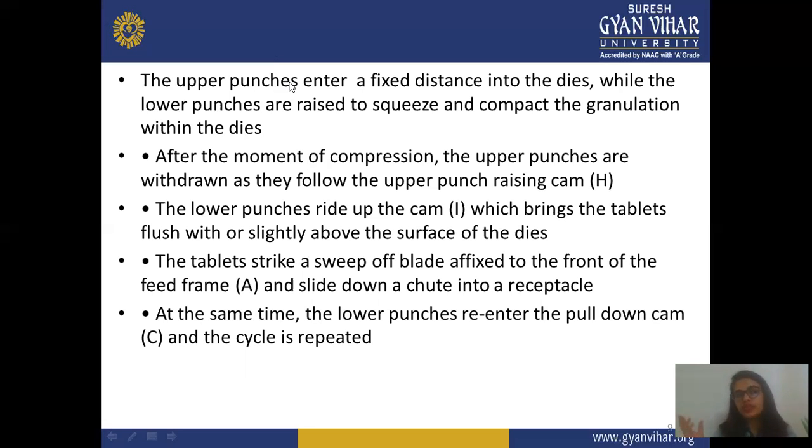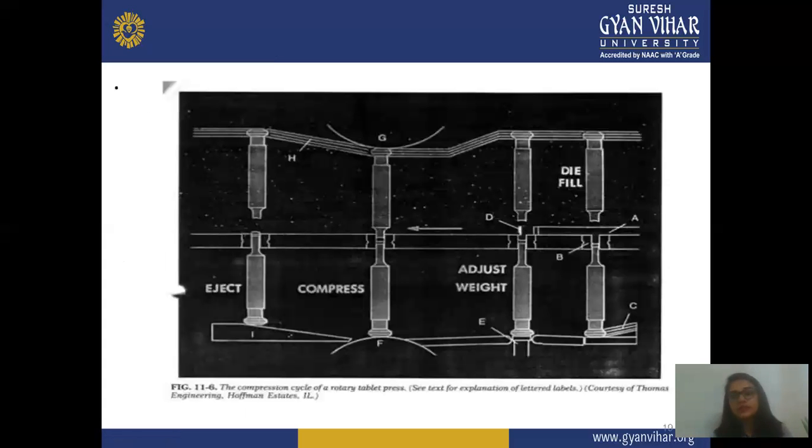Means first you fill your tablet materials in a hopper, that is the A part, and it goes to the B part. You can see this diagram. First you fill your granules or your excipient in a hopper. Then after the B part, it goes to the C part where complete filling or overfilling is done, and almost all granules are filled in the die and punches.